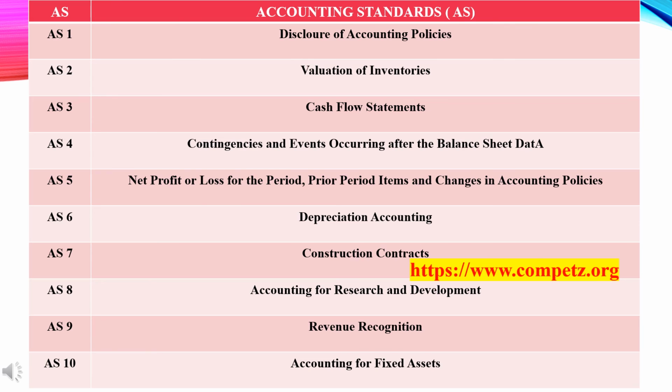It will be really helpful for you, not only from the point of view of exams, but also in day-to-day life. If you go for professional examinations like CA, CS, CFA and all, it will be very helpful for you. Accounting standard 6 is for depreciation accounting. Accounting standard 7 is construction contracts. AS8 is for accounting for research and development. AS9 is for revenue recognition. AS10 is for accounting for fixed assets.